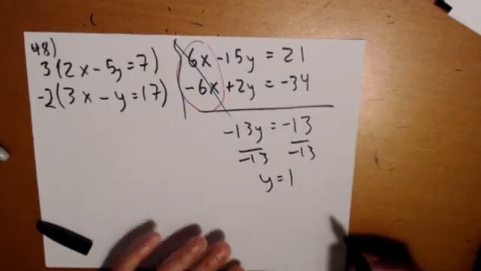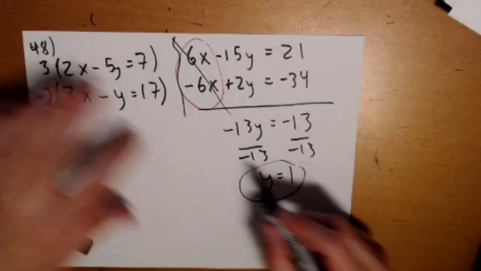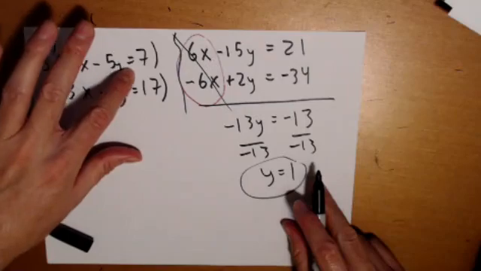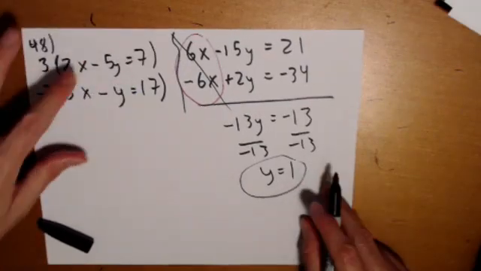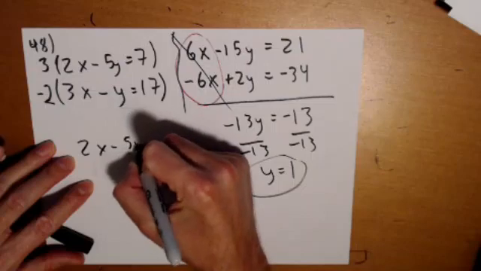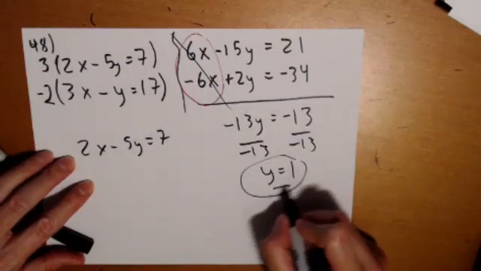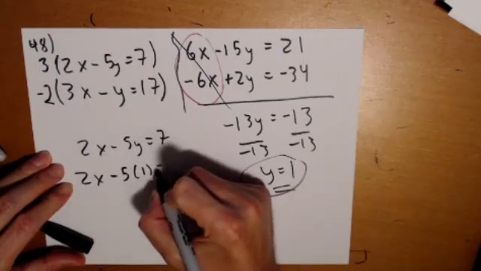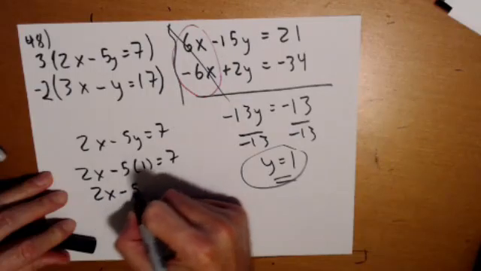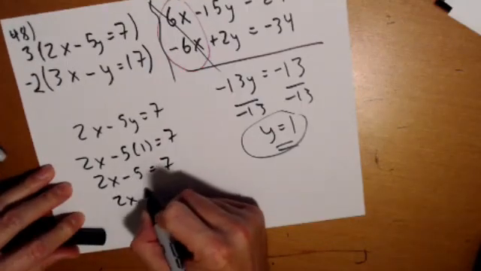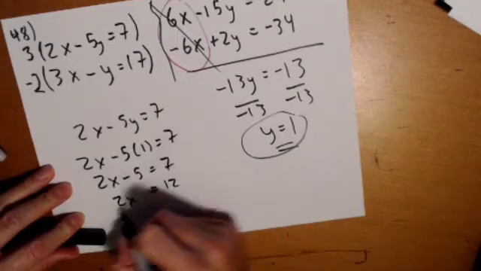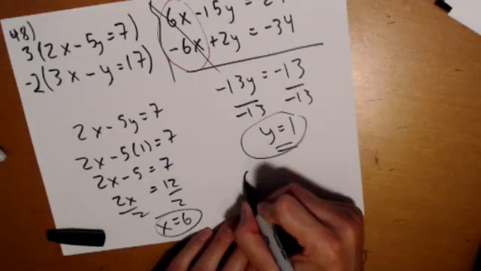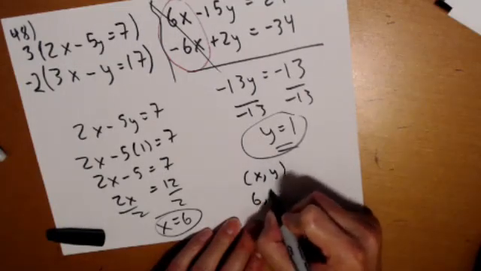Y is equal to 1. So once we have that y is equal to 1, you can pick any of these. You can pick this equation or this equation. Anything with an equal sign is called an equation. So let me just pick the first one, 2x minus 5y equals 7. And if y is 1, so 2x minus 5, let's let y be 1, equals 7. 2x minus 5 equals 7. Add 5 to both sides. Add 5, that gives us 12, divide by 2, divide by 2. X is 6. So our answer, if you put it in sort of an x comma y, is 6 comma 1.